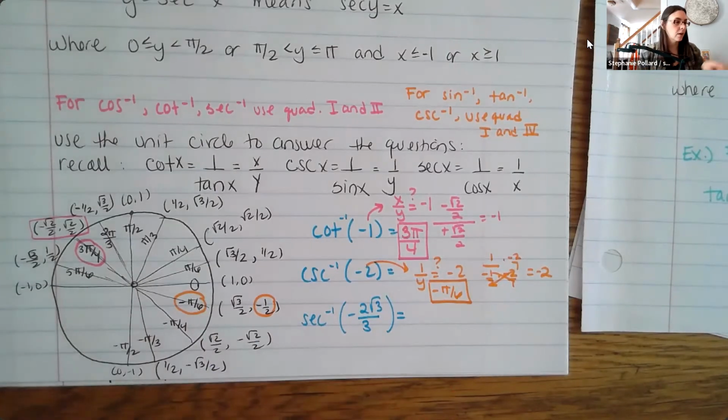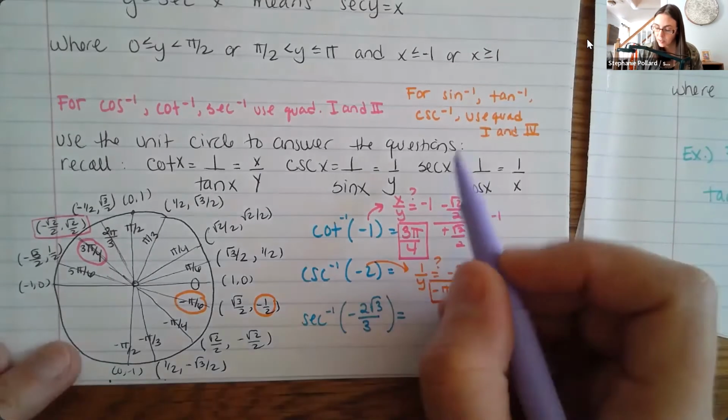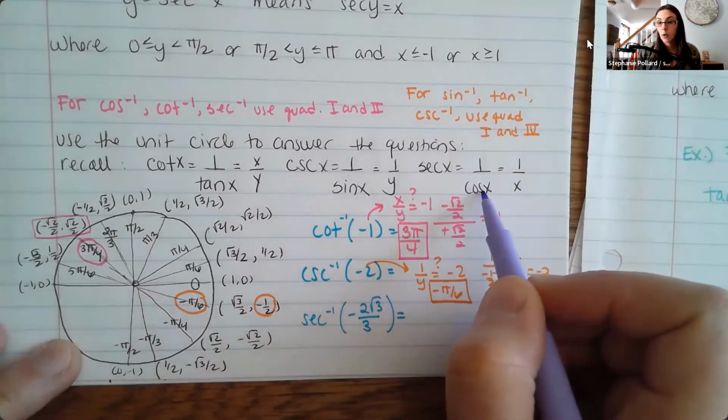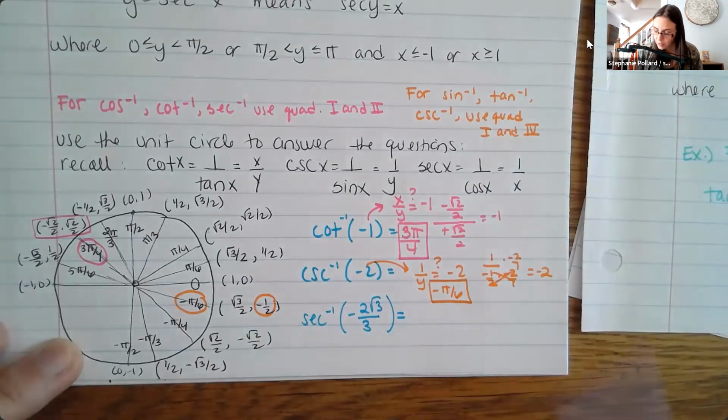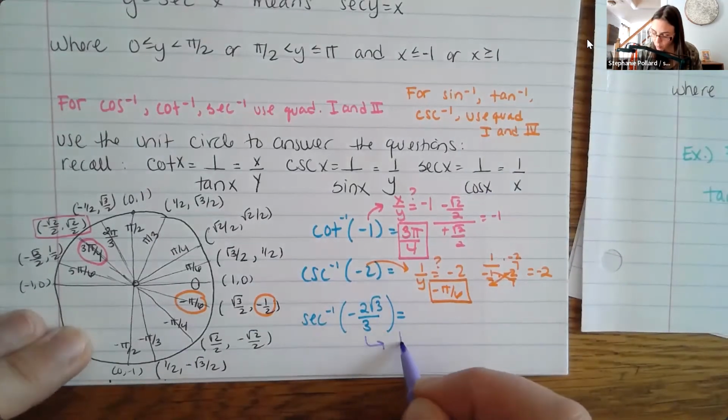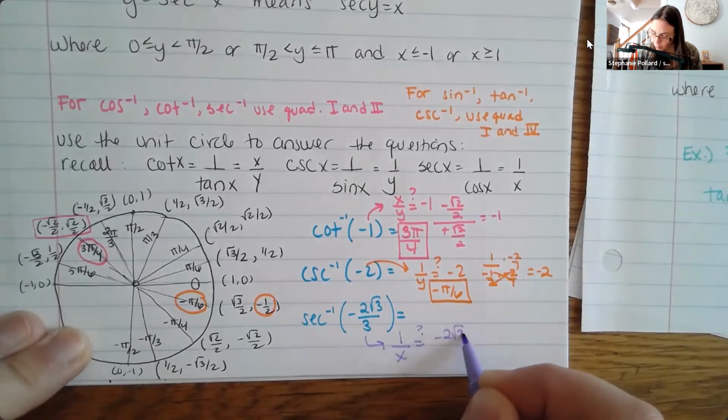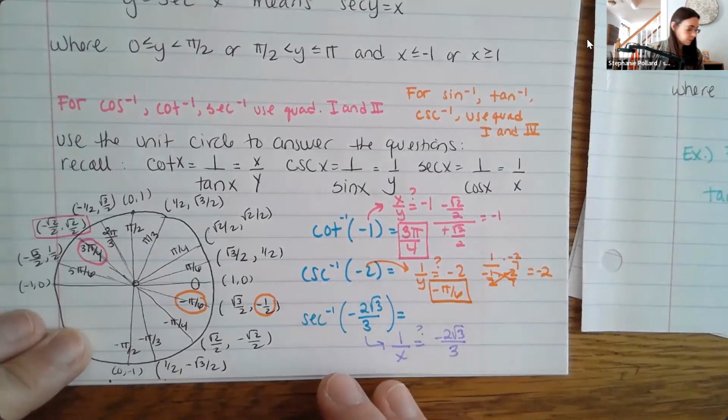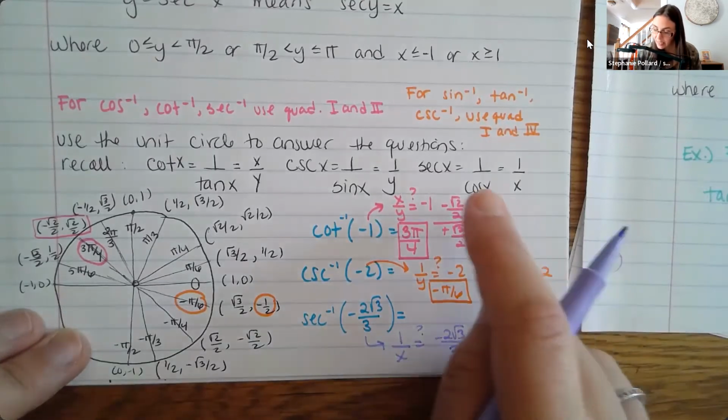And then let's do one more. I'm going to use a different color here. I'll use purple. So we're going to do secant. So secant is 1 over cosine, which would be 1 over the x value of the point. So we're asking ourselves here, well, 1 over what x value would equal -2√3 over 3. And I'm doing secant here.